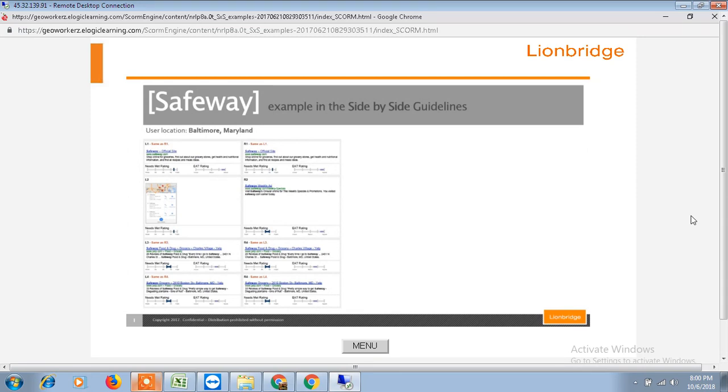Side-by-side ranking is where we try to decide which side has the best set of results and why. In the side-by-side guidelines, there's an example for the query Safeway. Let's take a look at it in an effort to understand it a bit better. Safeway is a popular grocery chain.